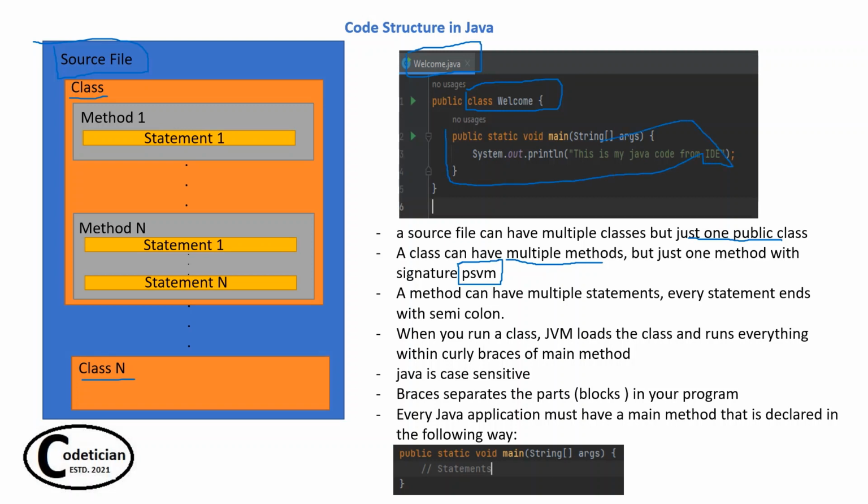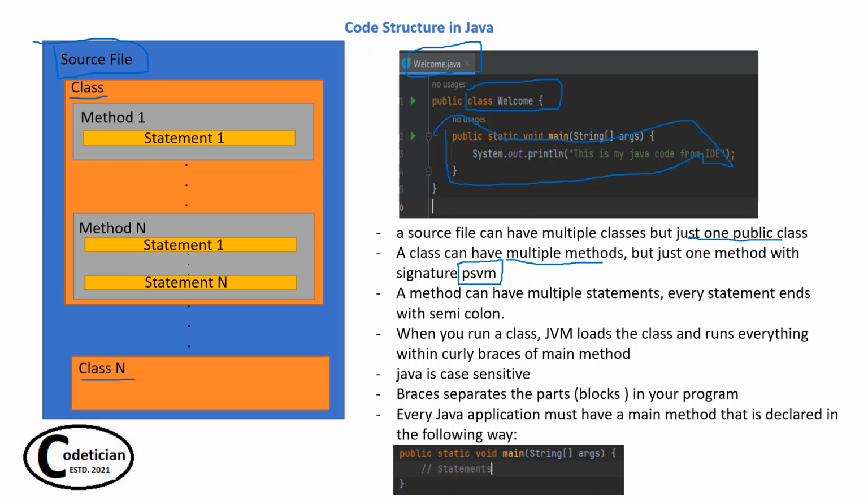When you give this PSVM, it will write public static void main with argument String args. So we will discuss arguments and all whenever we discuss methods. But for now, understand that a class can have multiple methods, but just one method with this exact same signature of PSVM, public static void main with arguments as String args.